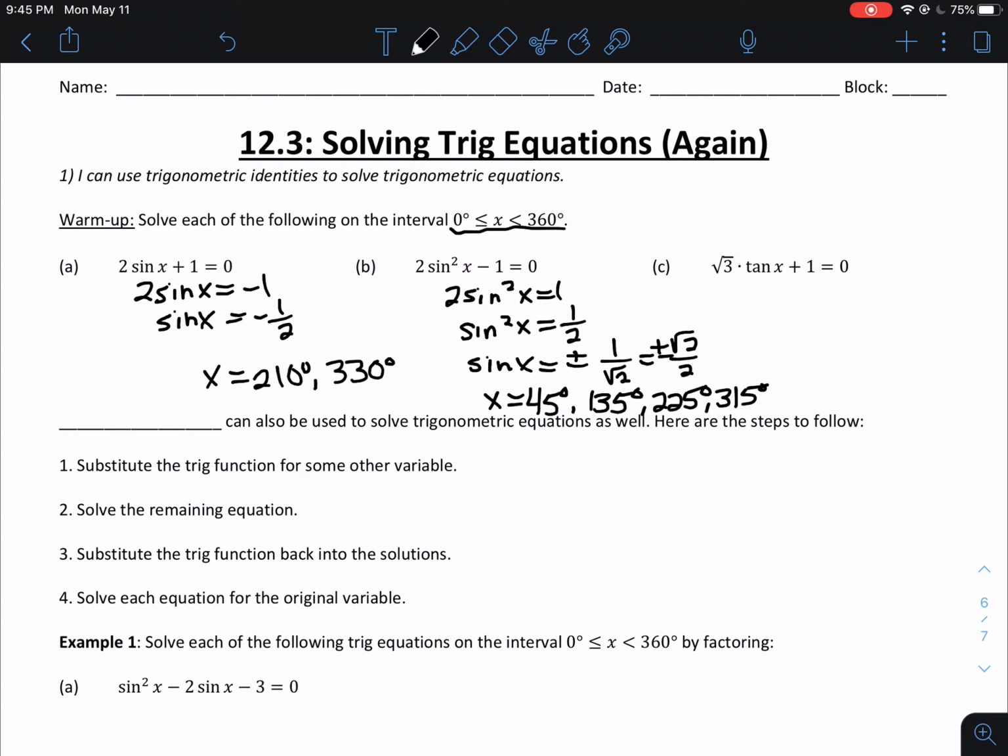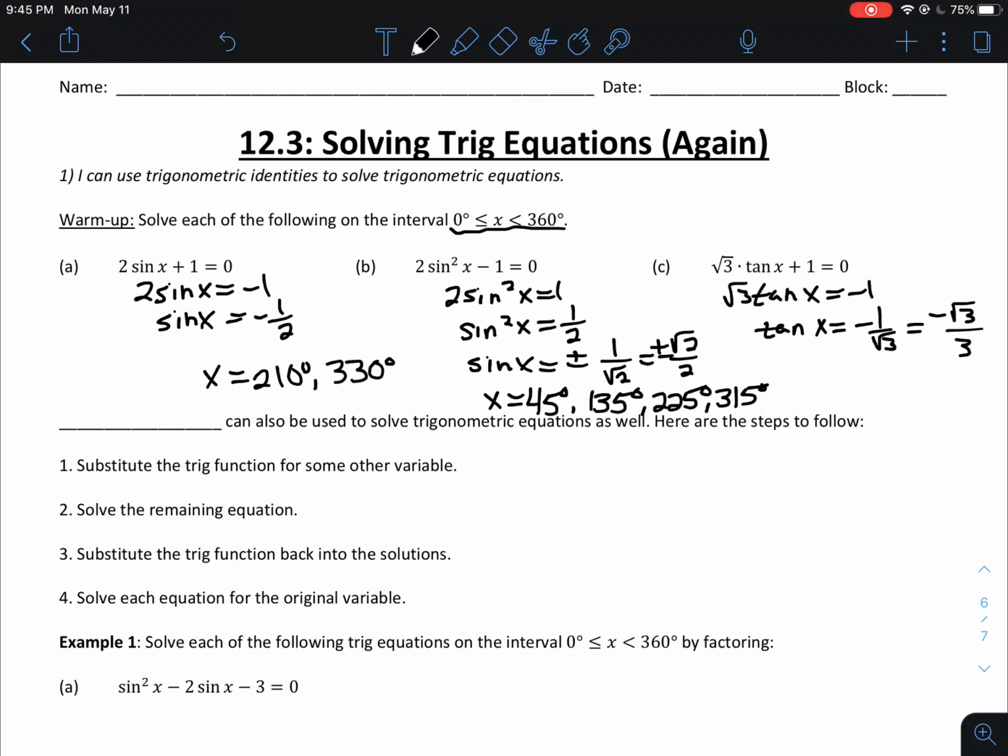Okay. Last one here that we are going to look at is square root of 3 tangent of x plus 1. So when we are looking at square root of 3 tangent of x plus 1, let's go ahead and solve for tangent of x. So that would be square root of 3 tangent of x is equal to negative 1, and then divide by the square root of 3 gets you that tangent of x is equal to negative 1 over square root of 3. And then again, let's rationalize that, would become negative square root of 3 over 3. And for tangent of x, we're looking at y divided by x, so we're looking at sine divided by cosine.